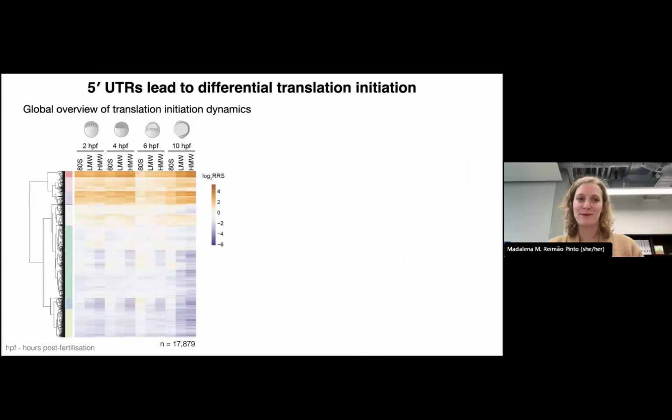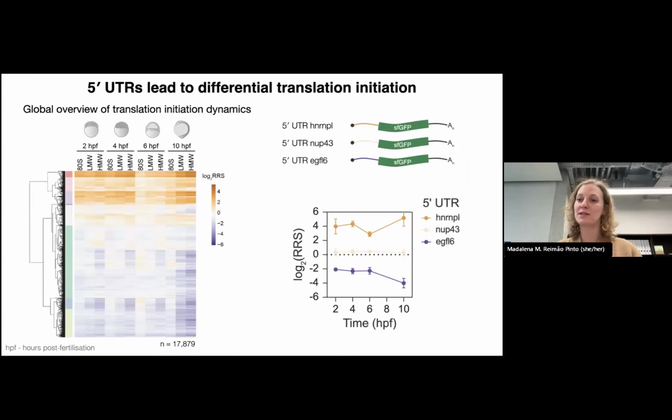This heat map shows you a global overview of translation initiation dynamics, where each row indicates a different 5' UTR reporter that was recovered throughout the entirety of the developmental process, and each column represents one of the fractions at each of the stages. And you can see that 5' UTRs seem to be sufficient to confer different initiation dynamics.